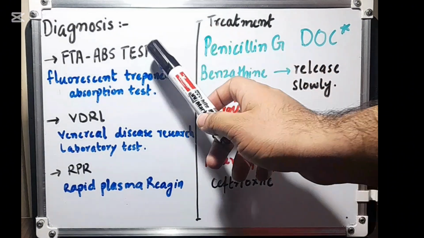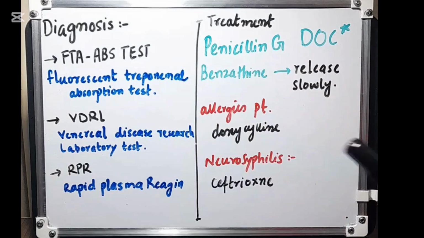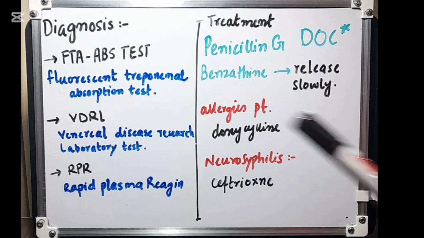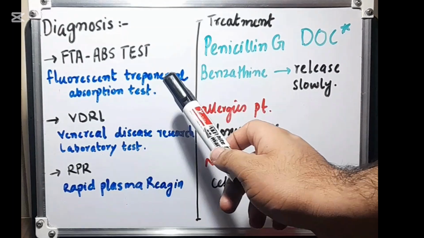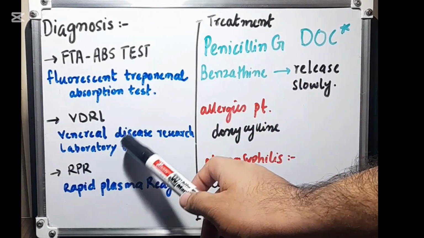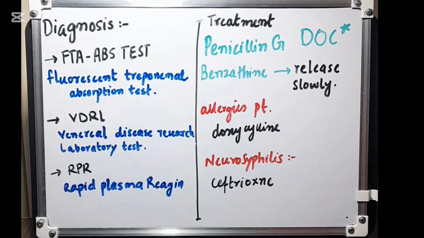In diagnosis, three tests are used. Three different laboratory methods are used. Number one, the FTA-ABS test, which is the fluorescent treponemal antibody absorption test, which is the confirmatory test, and the Venereal Disease Research Laboratory test and rapid plasma reagin can also be used to diagnose syphilis.